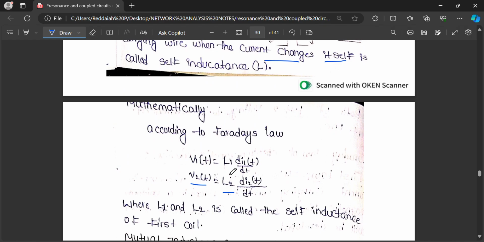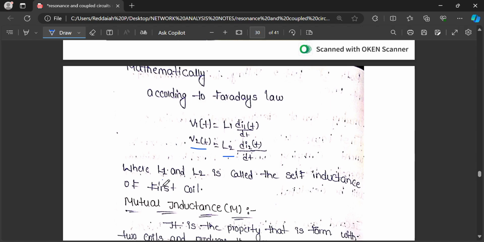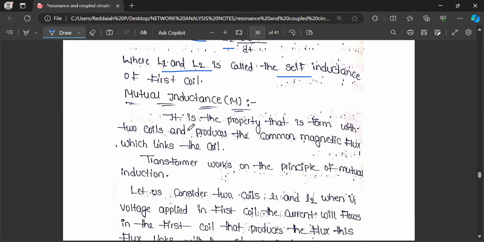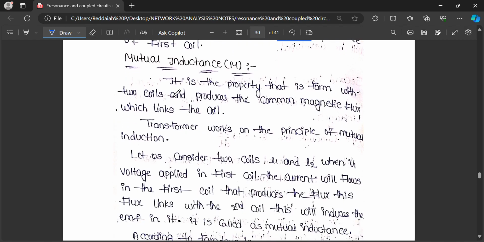The voltage V1(t) equals L1 di1/dt. V2(t) equals L2 di2/dt, where L1 and L2 are called self-inductances, the self-inductance of the first coil and the second coil. Mutual inductance is different. When current flows in one coil, an EMF is induced in another coil. That effect of one coil's current in another coil is called mutual inductance.